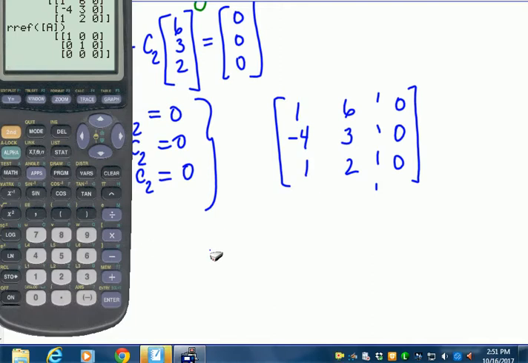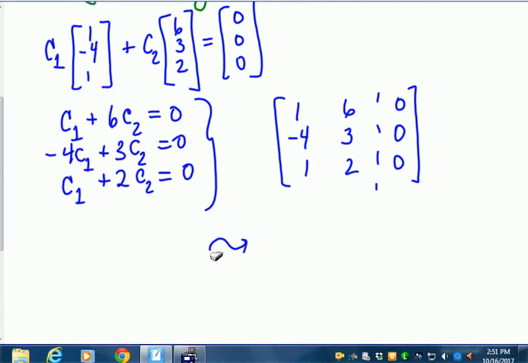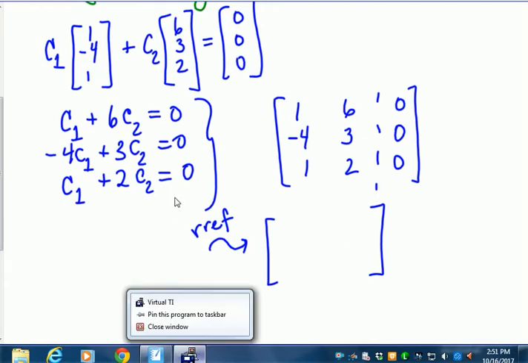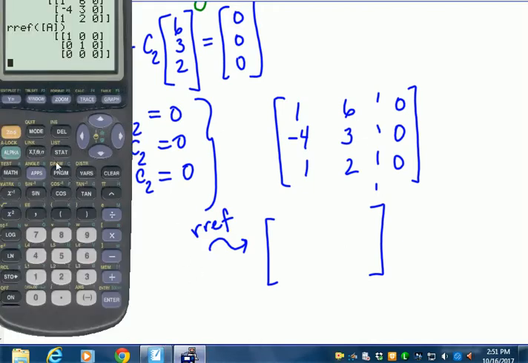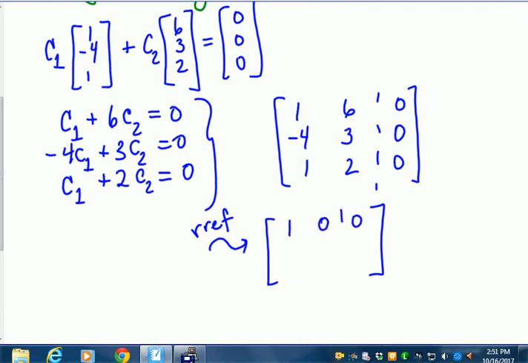I always put a little squiggly line to show that I've used the calculator. You can do whatever you want. Here we'll make it clear I've used row reduced echelon form. So we get as our answer 1 0 0, 0 1 0, and then all zeros in the bottom.